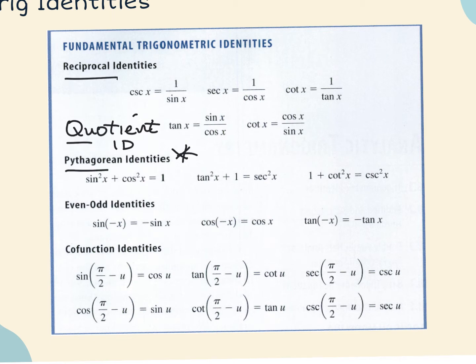Now, in your book, it does talk about the even-odd identities and the cofunction identities. We will not cover these in this course. You're going to cover that later on in your pre-calculus course. We're going to focus just on the reciprocal, the quotient, and the Pythagorean.